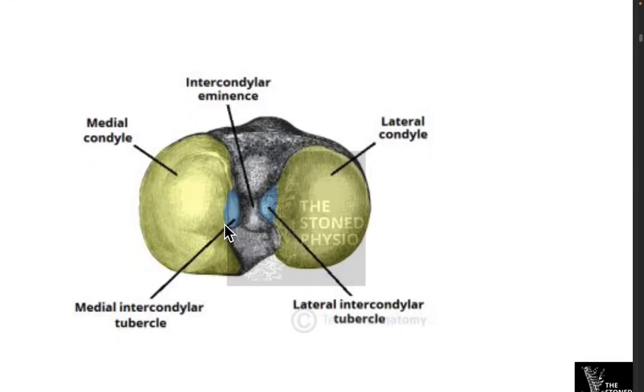We can see again the medial condyle is much bigger than the lateral condyle. Then we have the intercondylar eminence, and we have the medial intercondylar tubercle. We call these spikes as well. We also call them spikes or spines. Lateral spine and medial spine, or simply we can say these are the two intercondylar tubercles. And then we have an eminence in between, that is the intercondylar eminence. And then the medial condyle and the lateral condyle. The medial condyle is much bigger than the lateral one.